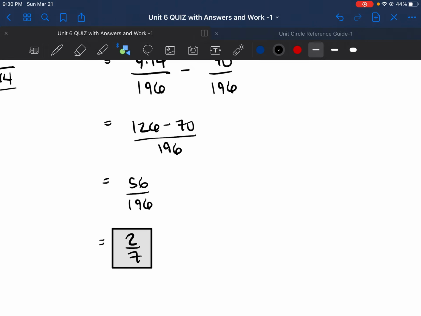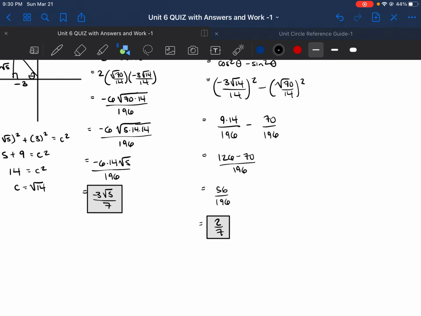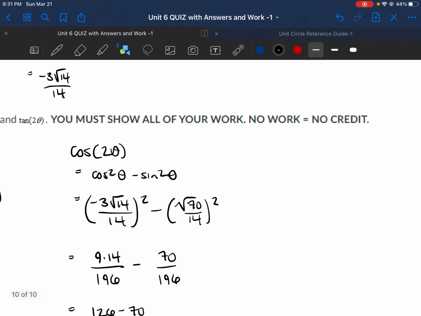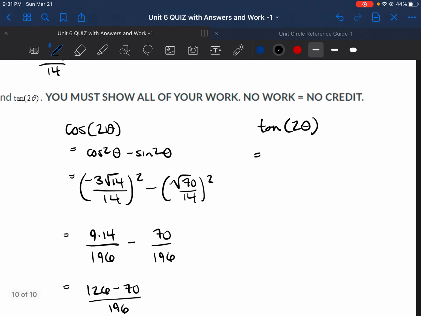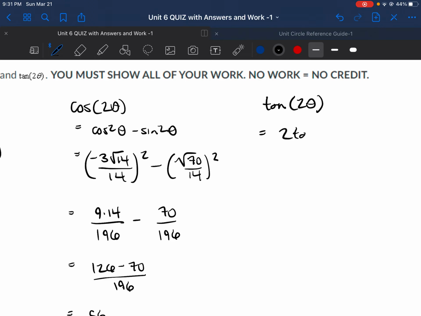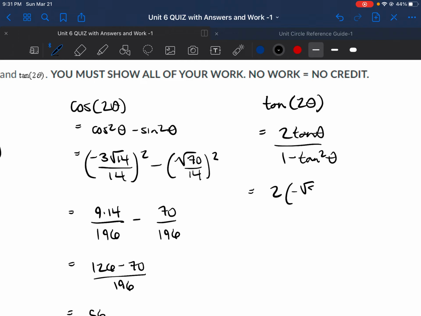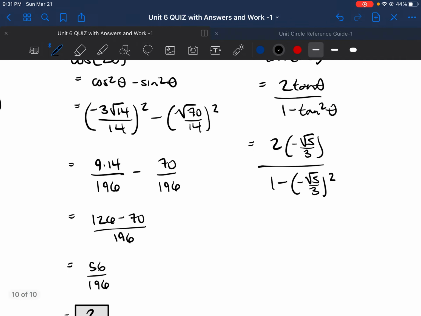And again, let me double check with my key real quick, and yes, that is correct. Awesome. So one more left to go. We need to calculate tangent of 2 theta, the one that has the potential to be the most annoying one, but we'll see. So tangent of 2 theta. We know that tangent double angle formula is going to be 2 tangent theta over 1 minus tangent squared. That's 2. Let's see, tangent of theta is negative root 5 over 3. 1 minus negative root 5 over 3 squared.